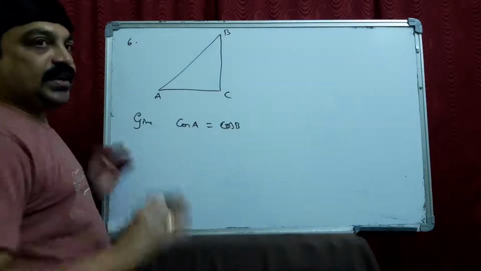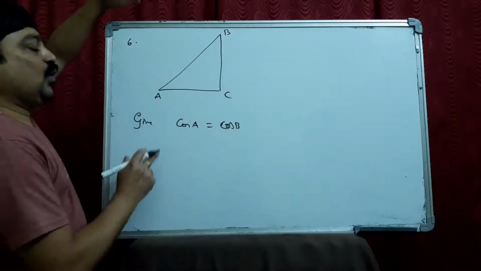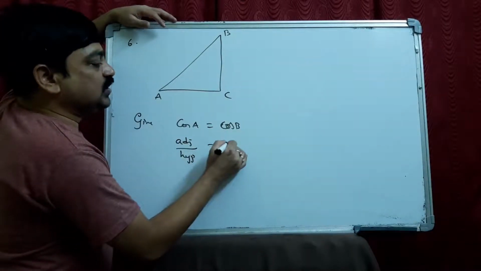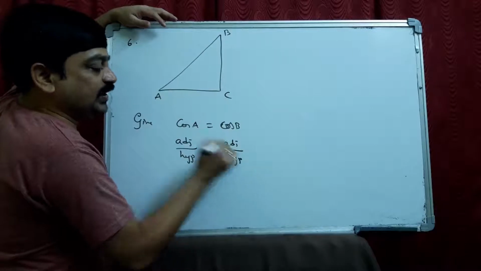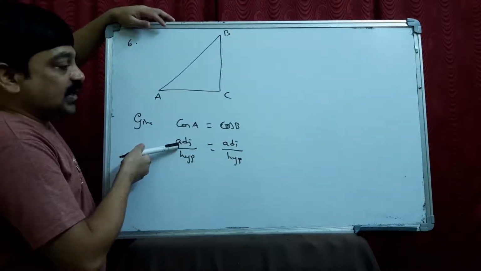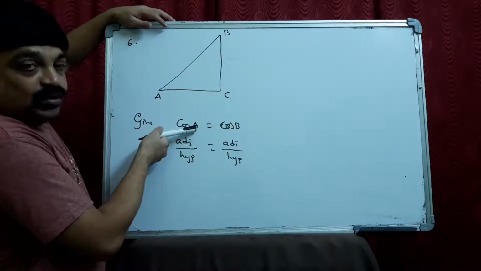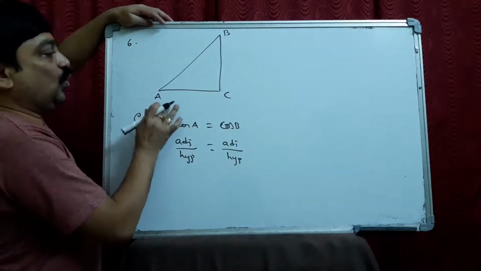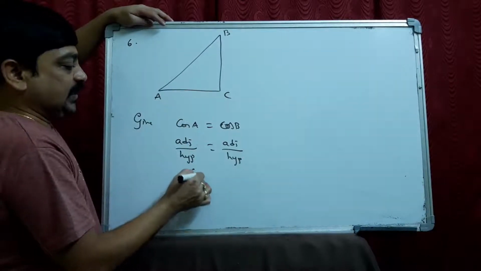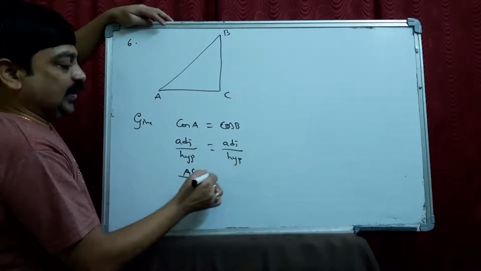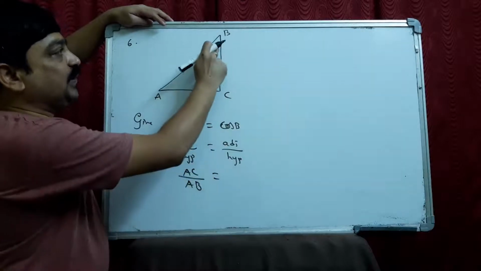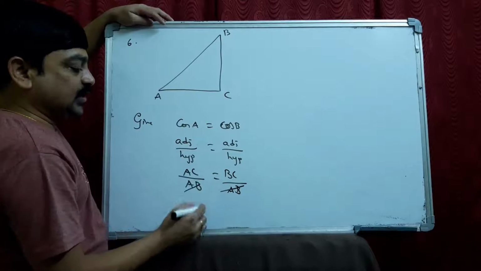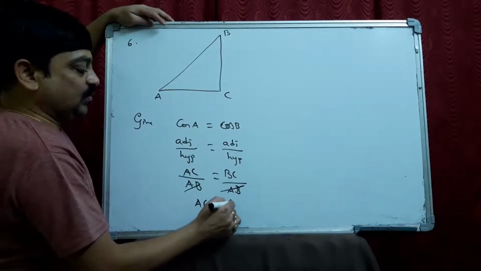Okay, we consider a right angle triangle. What is cos A? Adjacent by hypotenuse. This is also adjacent by hypotenuse. But the only thing different is, here adjacent means adjacent to angle A. Here adjacent means adjacent to angle B. What is adjacent to angle A? It is AC, by hypotenuse AB. Here adjacent to B is BC, by hypotenuse again AB. You can cancel these two. What did we get? AC equal to BC.